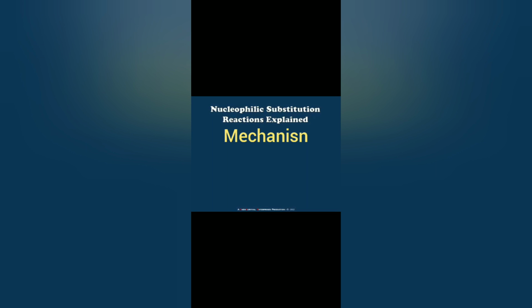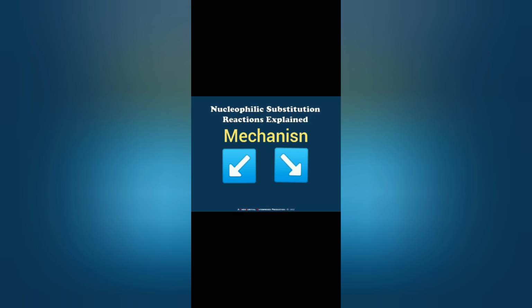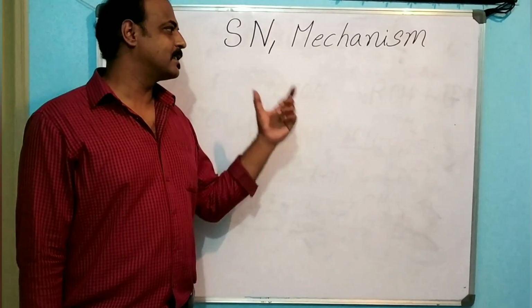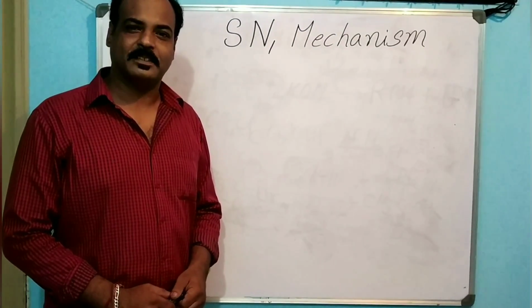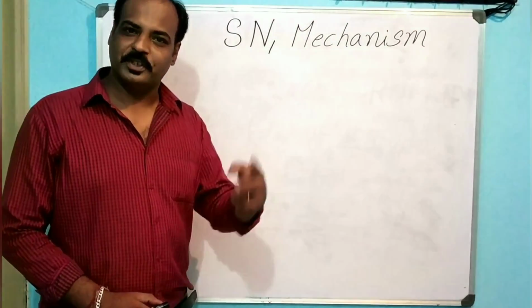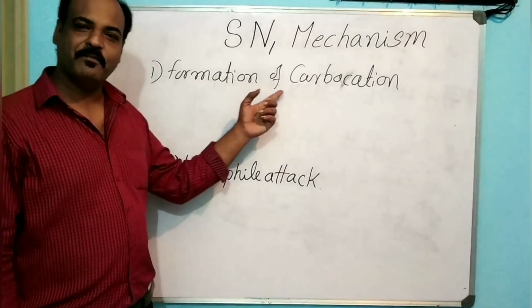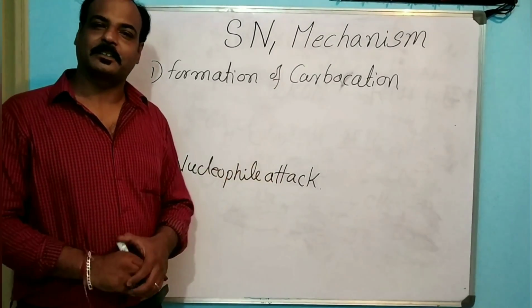Nucleophilic substitution reaction follows two different mechanisms, the SN1 mechanism and the SN2 mechanism. Let us see what the SN1 mechanism is and how it takes place. The SN1 mechanism involves two steps. The first step is formation of a carbocation and the second step is nucleophile attack.